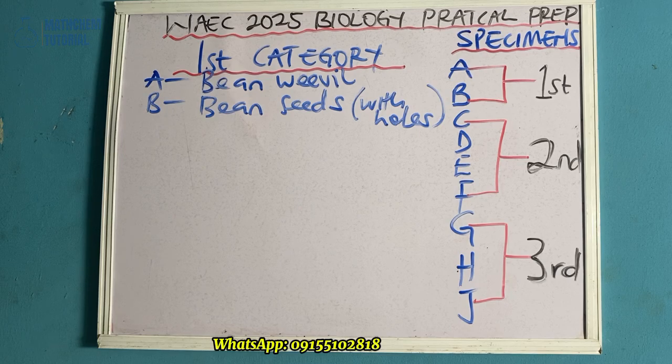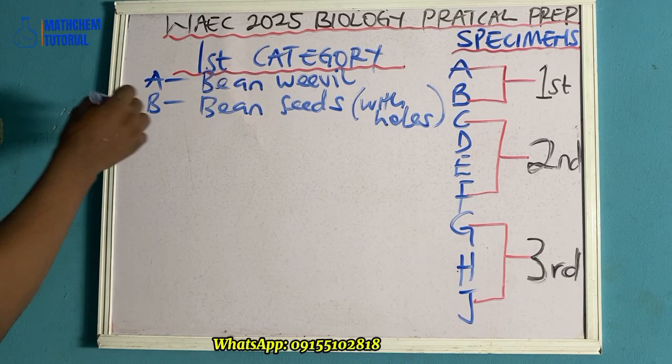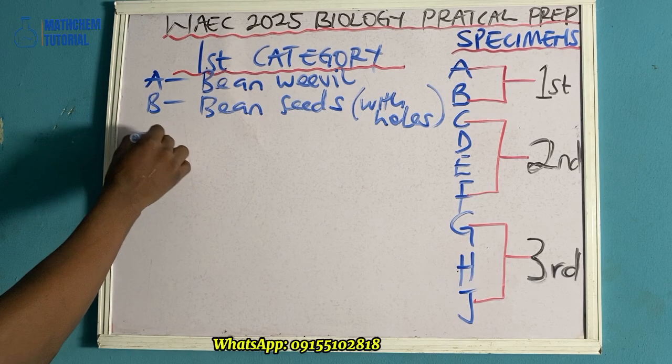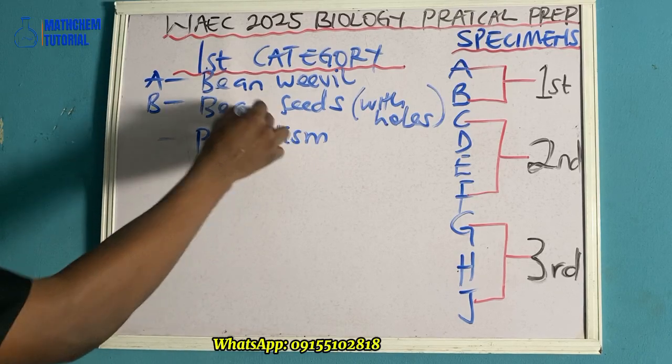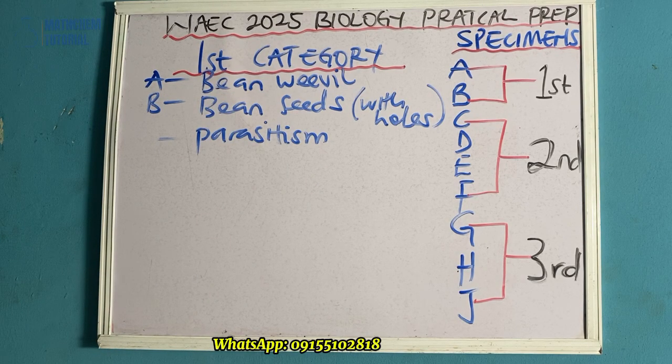Now, another question you should expect from this first category, specimen A and B, is to name the type of relationship between specimen A and specimen B. The relationship between specimen A and specimen B is a parasitism relationship. Parasitism relationship, so take note of that.